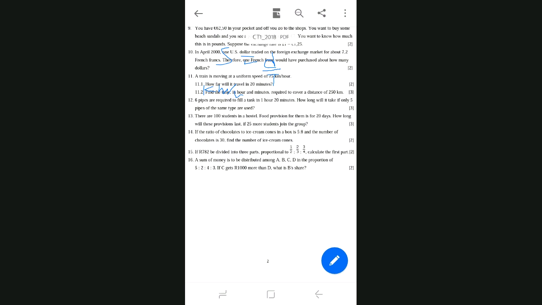Then the distance, I'm sorry. So we know that the distance we can see is in kilometers, but the time is in minutes. You see that? So we must convert the time to hours. Have you seen that? So that means that the time is going to be 20 divided by 60.